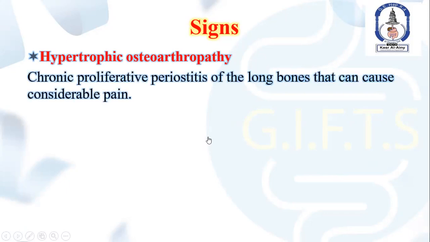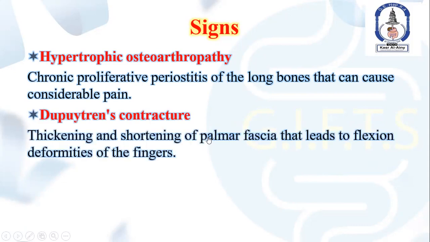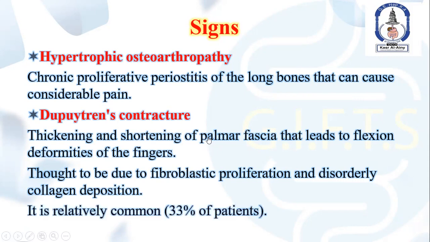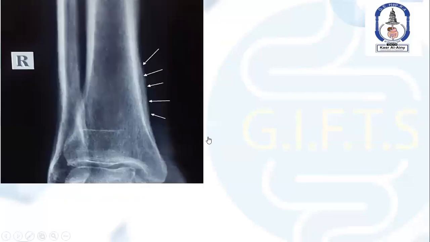Hypertrophic osteoarthropathy, which is chronic proliferative periostitis of the long bones that can cause considerable pain. Dupuytren's contracture is thickening and shortening of the palmar fascia that leads to flexion deformity of the fingers. It is more common, of course, among alcoholic cirrhosis. And it's not very well known why it happens. It was thought to be due to proliferation of fibroblasts or a disorder in collagen deposition. Nobody actually knows, and it is relatively common. It happens in one third of the patients.